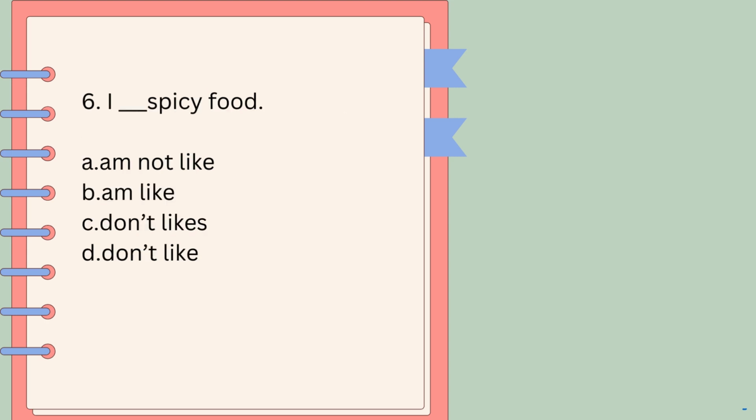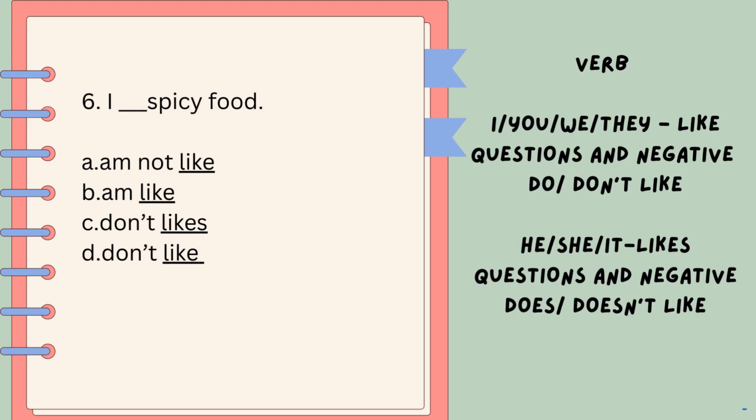Question number 6. I blank spicy food. Here you have a verb, like. If you have a verb in your sentence, you need what? If it is I, you, we, they, we use the base form, like. If it is questions and negative, for questions we ask with do, we put it at the beginning of the sentence. Do you like spicy food? And if it is negative, I don't like spicy food.